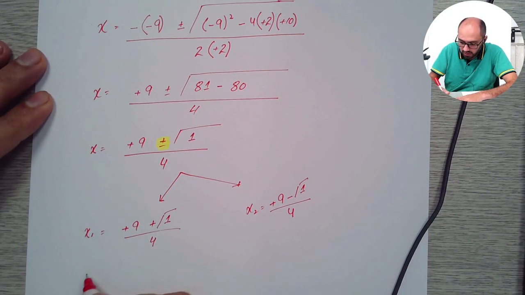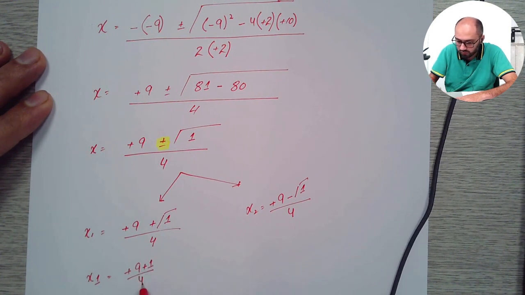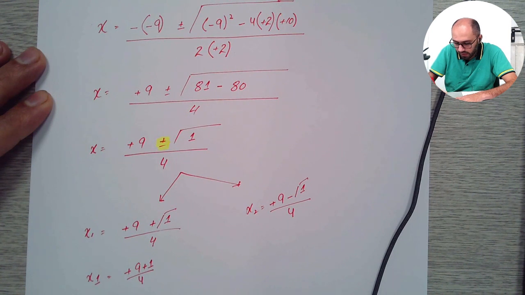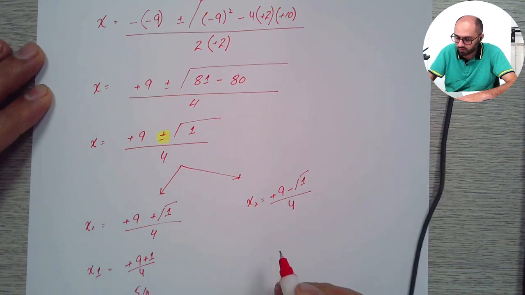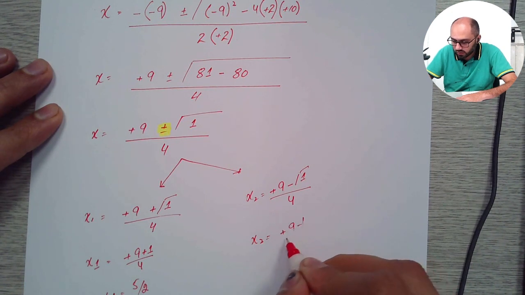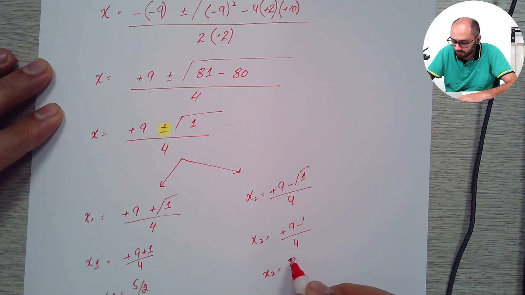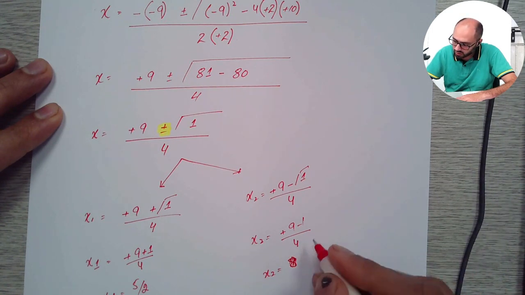And if you solve it this time, you'll end up with x1 being equal to plus 9 plus 1 over 4, which is basically same as 5 over 2. This will be x2 equals plus 9 minus 1 over 4, which is same as x2 being equal to 2.